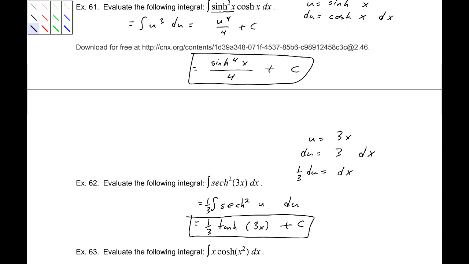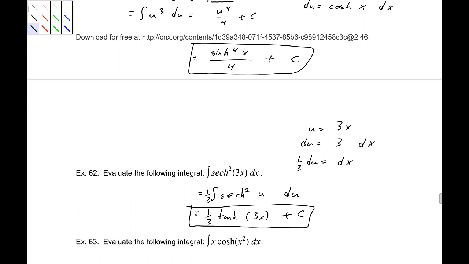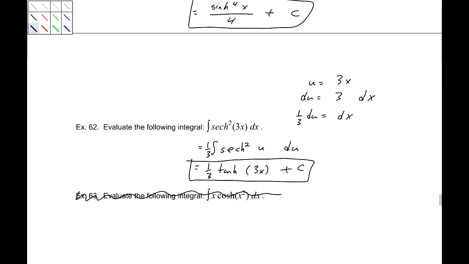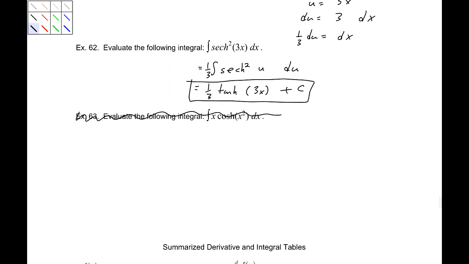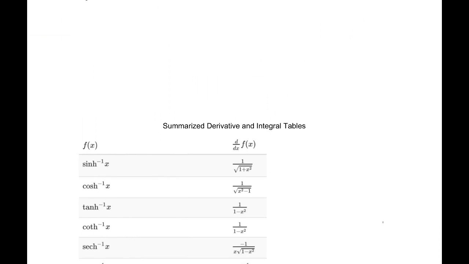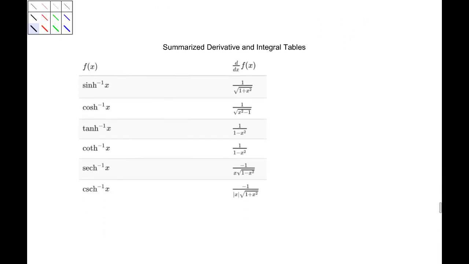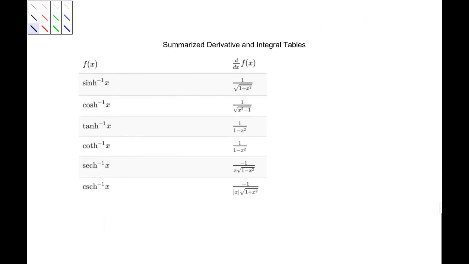Okay, and we're actually going to skip this one right here. This is a mistake. Okay, so those are our integrals and our derivatives of just plain sine, cosine, tangent, the hyperbolic versions of those. So the next thing we're going to look at is integrals and derivatives of inverse hyperbolic sine, cosine, tangent, like the inverse trigonometric functions.